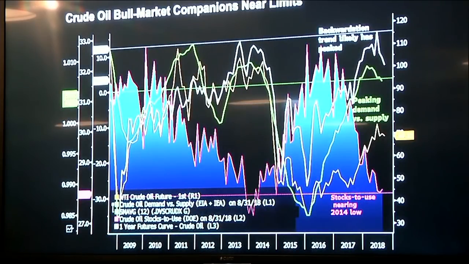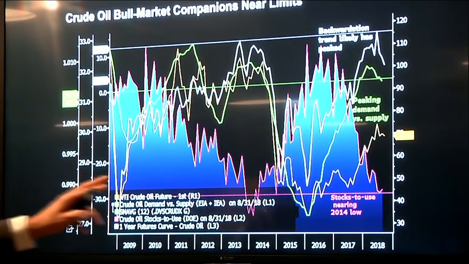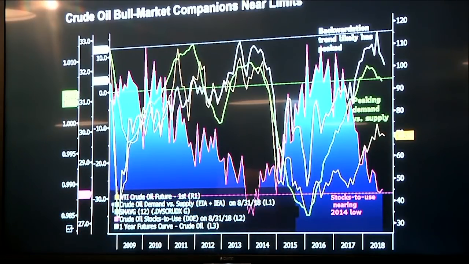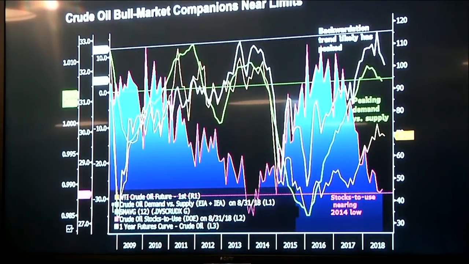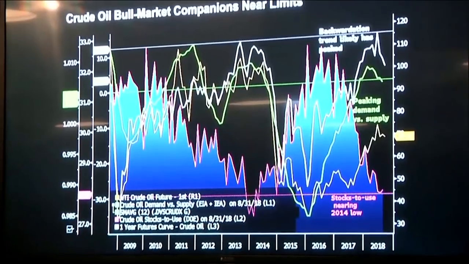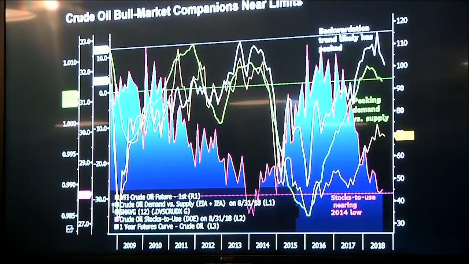I want to just do a quick overlay. That line on top is the same one that I showed before. This is backwardation in white. In yellow and green, to prove what I showed you, that's the simple measure of demand versus supply from the IEA and EIA on a monthly basis. Another key thing is stocks to use. In commodities, it's always very important to look at stocks to use. So it looks like it's bottoming, similar to what we saw in 2013 and 14.